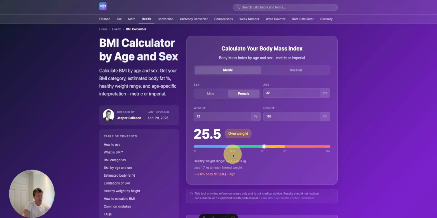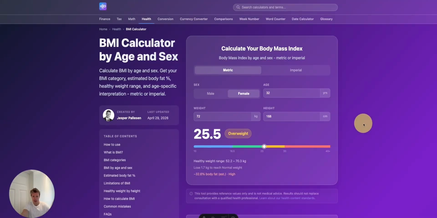And even further to giving the BMI, it will also give some more information here: the healthy weight range, suggesting weight to lose to reach the normal weight. And it will also give an estimate on the body fat percentage.